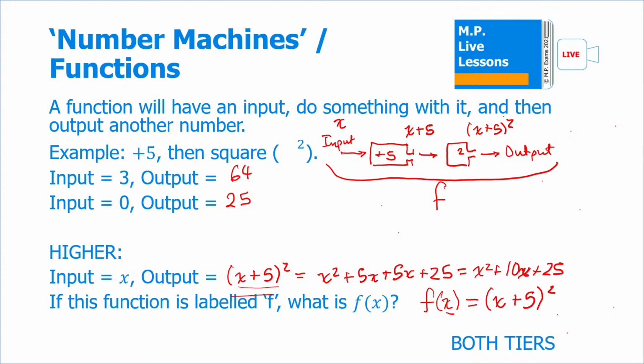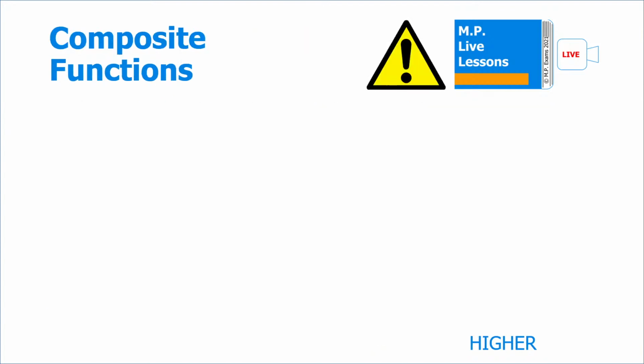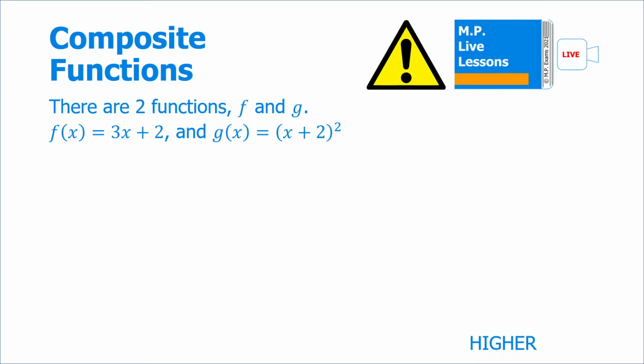For example, if we wanted to input 3, we'd just write f of 3, and we'd put 3 in wherever we see x. So that'll be (3 plus 5) squared, which is 8 squared, which is 64. So it works in the same way, basically. Now, continuing on functions, just for higher tier, we'll need to know about composite functions. So let's say we have two functions, f and g. f of x is 3x plus 2, and g of x is (x plus 2) all squared.